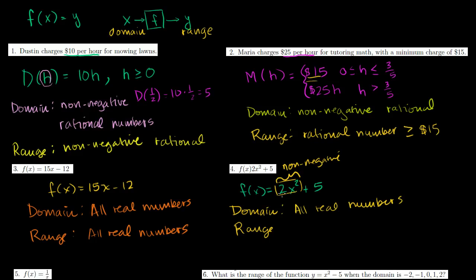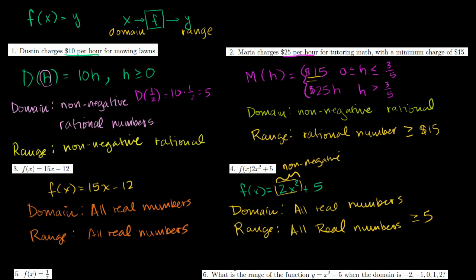So you take a non-negative number and you add it to 5. You're always going to get something greater than or equal to 5. Worst case, this is a 0, and then you get a 5. But if this is either slightly less than 0 or slightly more than 0, you're going to get values greater than 5. So the range is all real numbers greater than or equal to 5. Your f of x could never take on the value 0. There's no way to get 0.